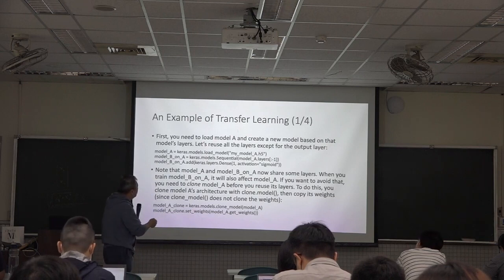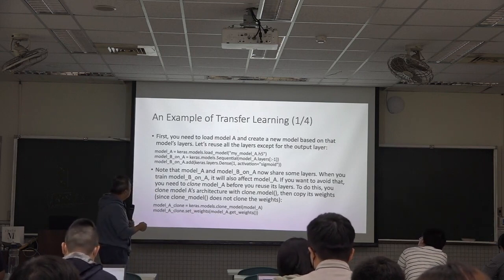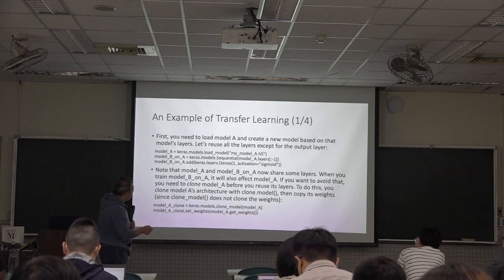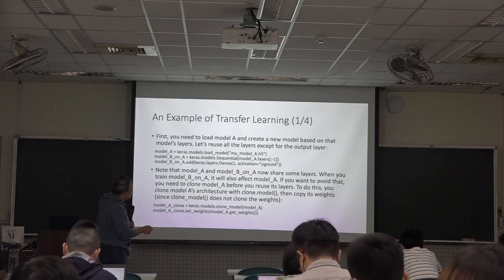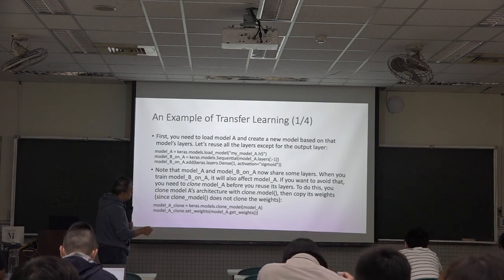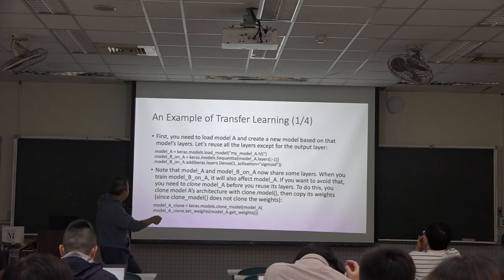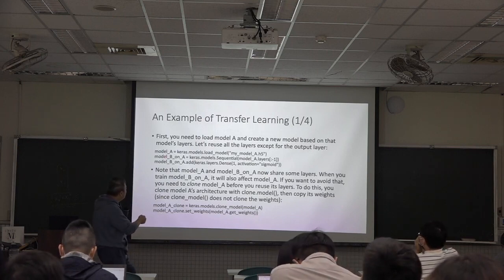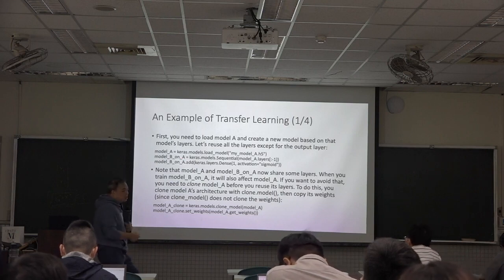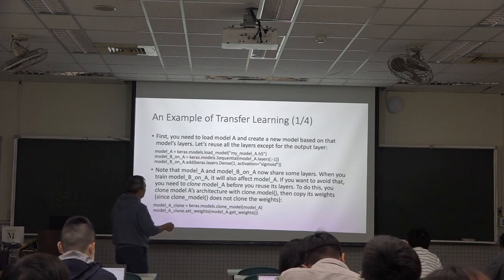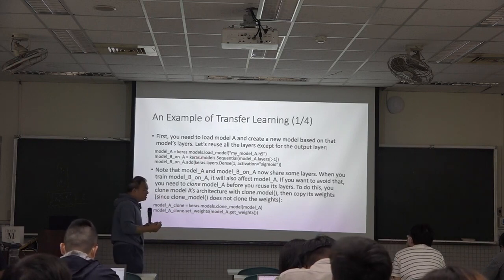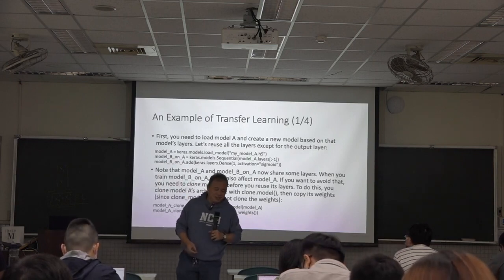So first we want to load model A and create a new model based on that model's layers. We load my_model_A.h5 into model A. Here we use keras.models.Sequential, the sequential API, and we use the model A layers, every layer except the last one, which is the output layer, and we assign this to model B on A. Then we add a new output layer, because the new task is a binary classification, with one neuron and the sigmoid activation, which outputs the probability of the positive class for the input.